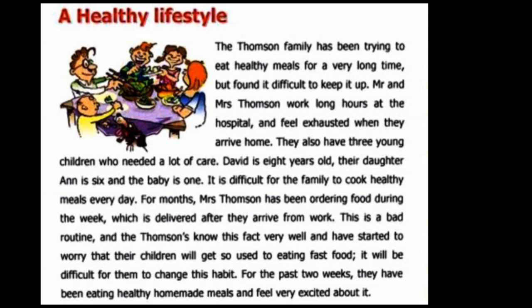For months, Mr. Thompson has been ordering food during the week. Who is ordering the food? Mrs. Thompson has been ordering food during the week, which is delivered after they arrive from work. This is a bad routine, and the Thompsons know this fact very well and have started to worry that their children will get so used to eating fast food, it will be difficult for them to change this habit. For the past 2 weeks, they have been eating healthy homemade meals and feel very excited about it.